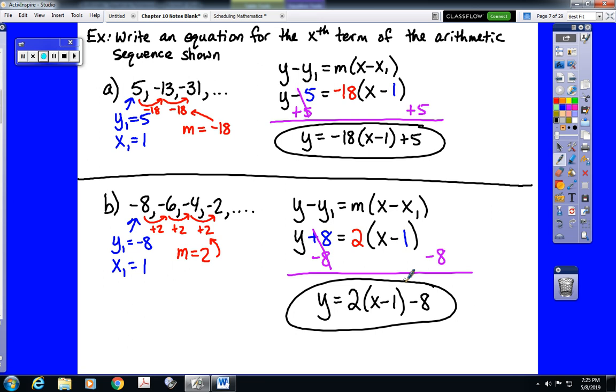Again, the reason I want it written this way is so that we can input a term number, x, and have it spit out the term. We want it to be y equals.